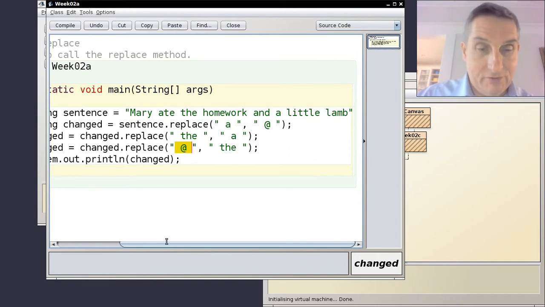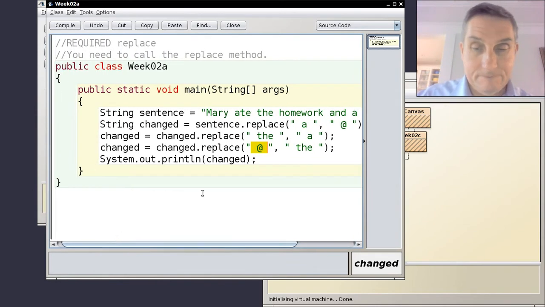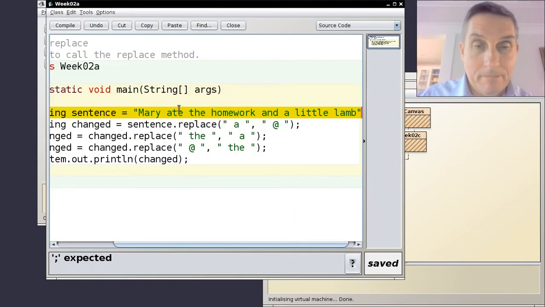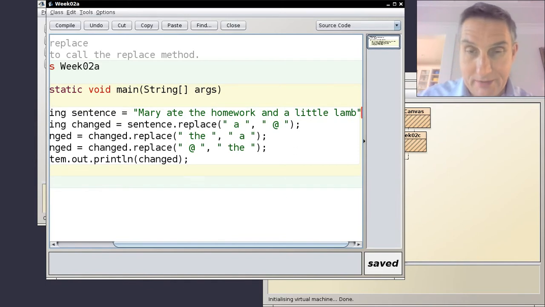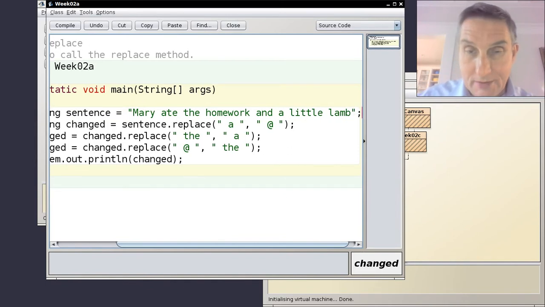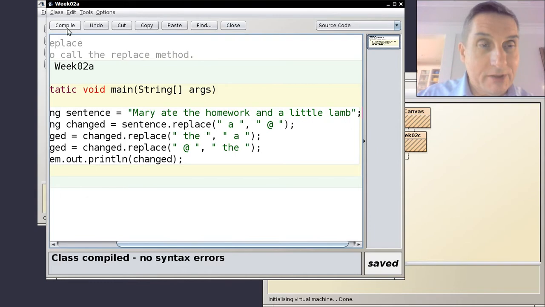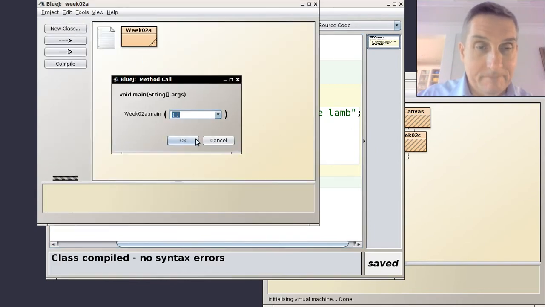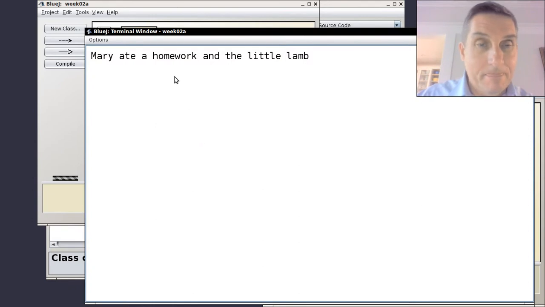So if I run this, oops, I get a mistake. I'm not perfect either here. Okay, now it compiled, we ran it, and you see it did the replacement correctly.